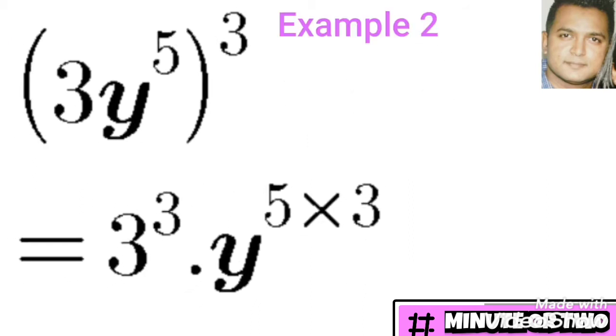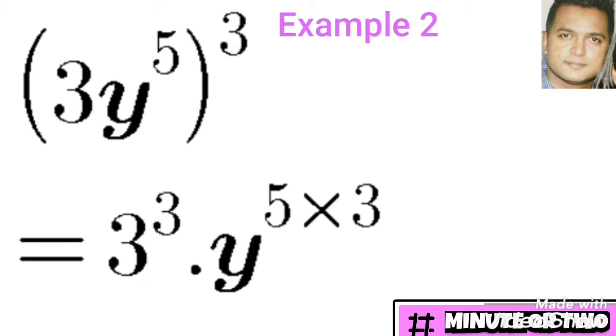In this step here, I've shown you how it would work out. So the 3 is being raised by the power of 3, and the y to the 5 is being raised by the power 3. But notice that we are multiplying the powers because of the rule that applies to powers.